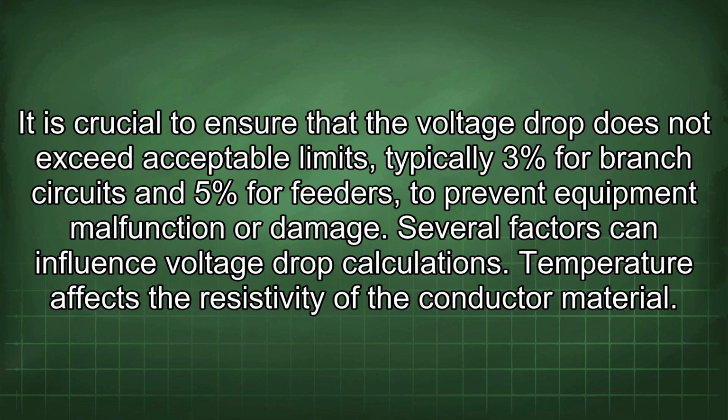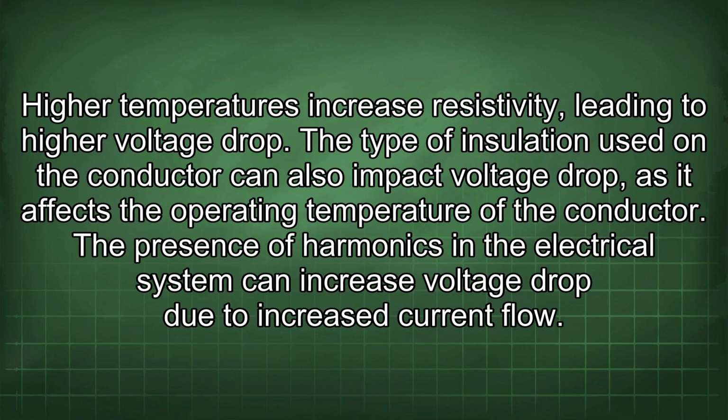Several factors can influence voltage drop calculations. Temperature affects the resistivity of the conductor material. Higher temperatures increase resistivity, leading to higher voltage drop. The type of insulation used on the conductor can also impact voltage drop, as it affects the operating temperature of the conductor. The presence of harmonics in the electrical system can increase voltage drop due to increased current flow.